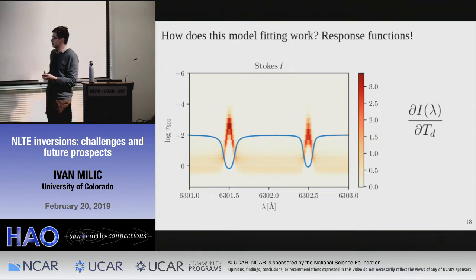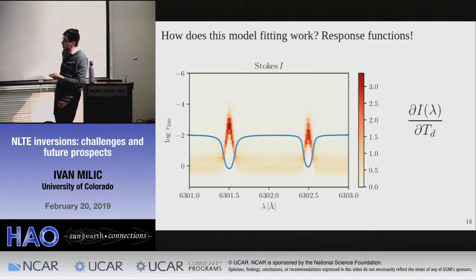And you see here something that most of you probably already intuitively know, and that is that at continuum wavelengths, the radiation is mostly sensitive to the layers around log tau 0, which we usually call photosphere. But then as we go towards the core of the central lines, the sensitivity regions move higher and higher. So that is why, for example, with Hinode lines, we can diagnose the layers from 0 up to maybe log tau -3 or so.